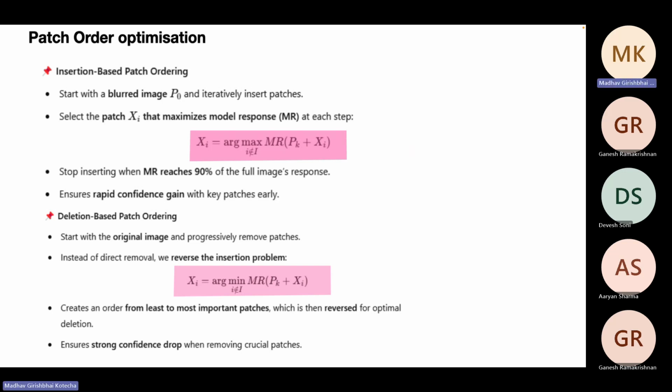So if you can see, the patches are first being added, and we are basically maximizing the model response. P_k is the image at the k-th iteration and x_i is the new value that has been added. We are trying to get the x_i that maximizes this. That gives an order to those patches. Previously the order was sequential, but now we are creating an order based on insertion and deletion significance.